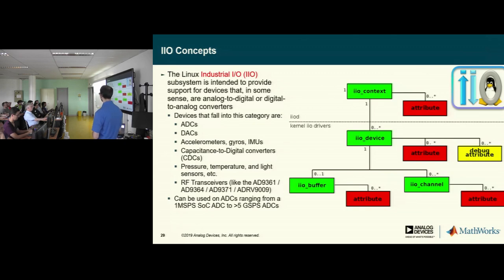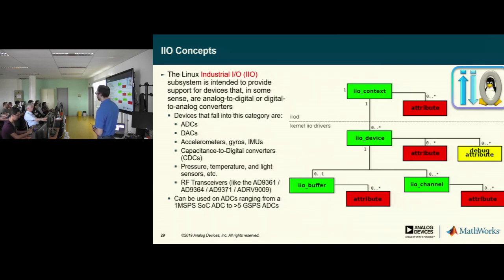IIO has this very hierarchical structure, where at the top we have a context. A context will be a board like Pluto, or it will be an eval kit with an FMC card attached to it, and that will have a number of drivers or physical hardware pieces that are associated with it. And a context can be local or it can be remote. So Pluto is actually a remote context when you're accessing it from your local machine.